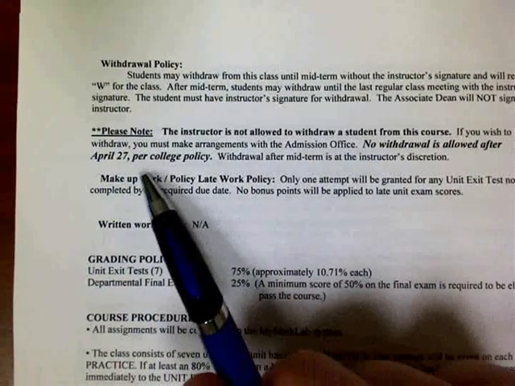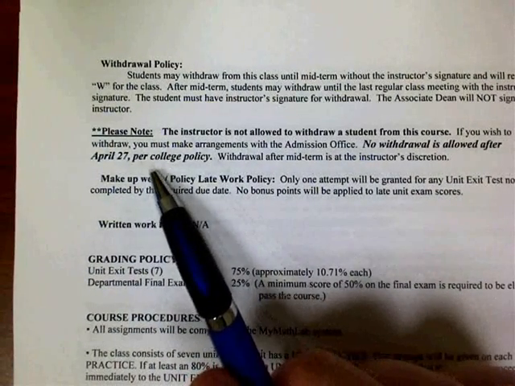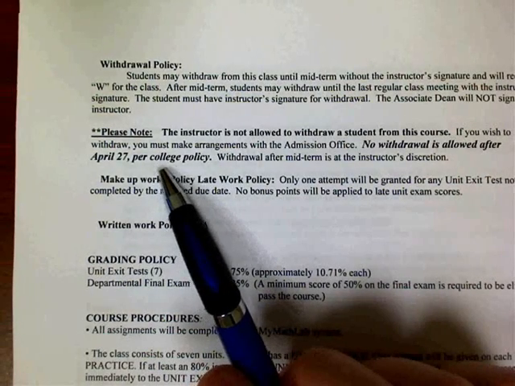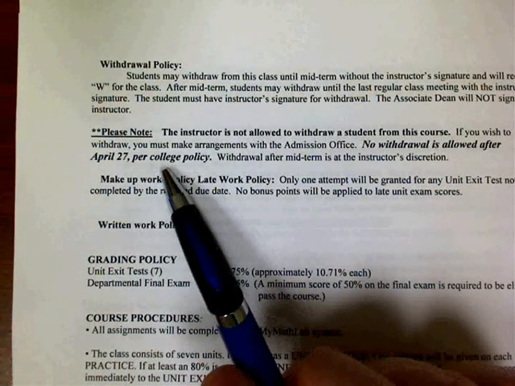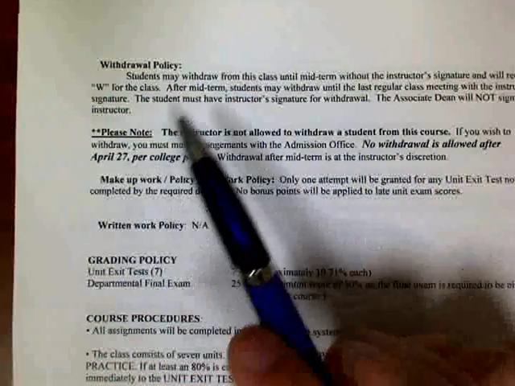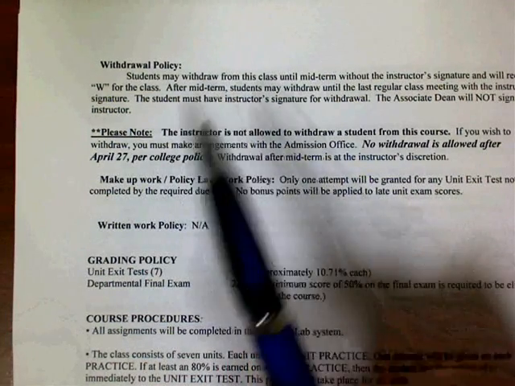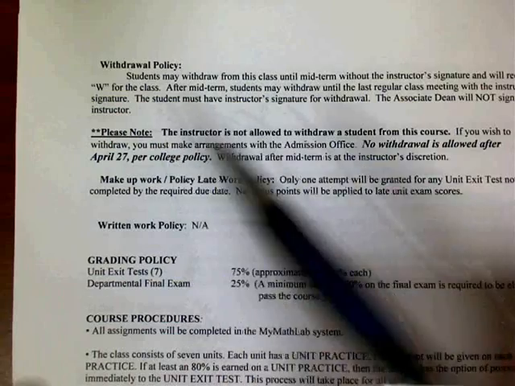You have until April 27th to withdraw with my signature, which means you'll send me an email and I'll grant it, but it's got to be done before the 27th. That's after midterm. Up until midterm, it's your decision. After midterm, you need my permission, so send me an email.